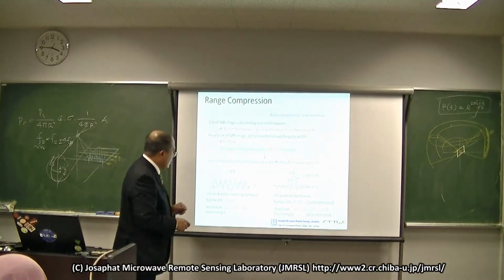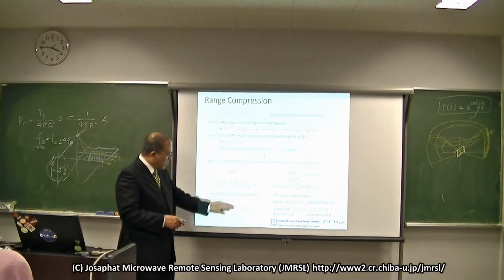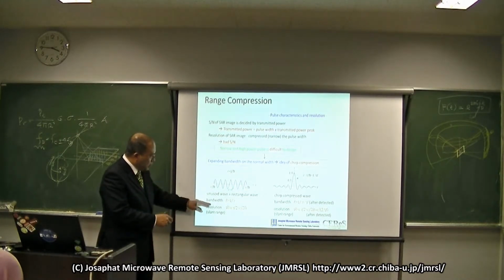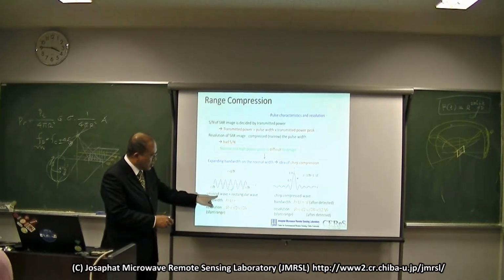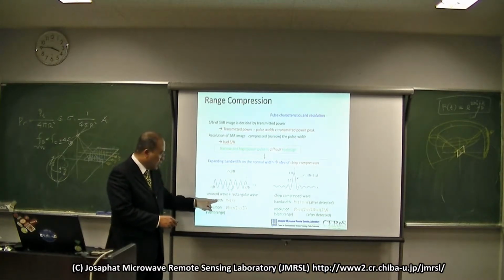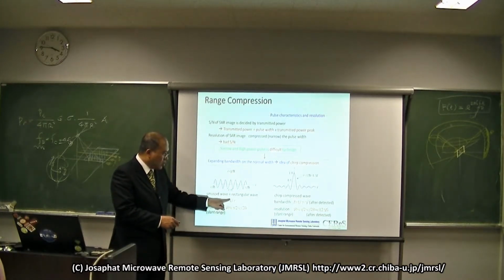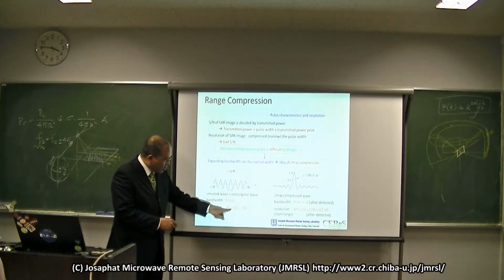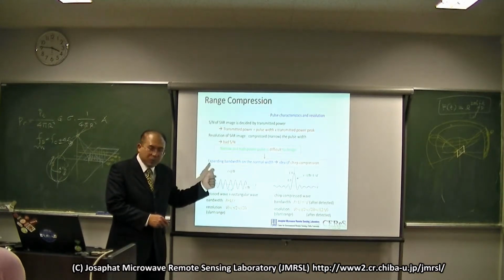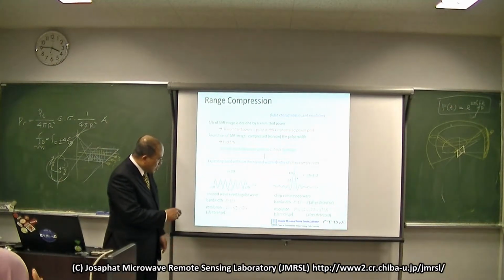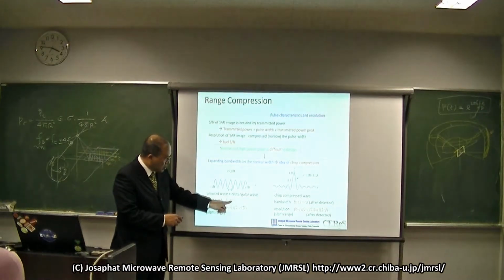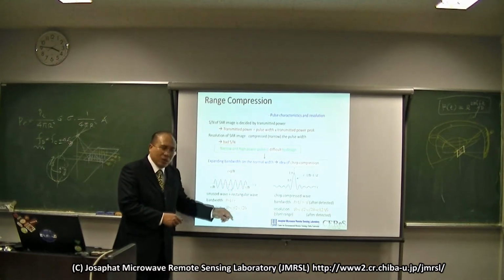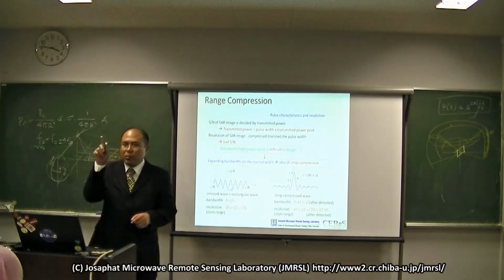Then let's compare. This is the conventional one, and here the chirp pulse. Then the bandwidth: we use the sinusoid wave and rectangular wave, and here the bandwidth is equal to 1 divided by tau. And then the resolution itself is delta R equal to C tau divided by 2. I already explained this. Because B is 1 divided by tau, you can insert tau here and you can find C divided by 2B.